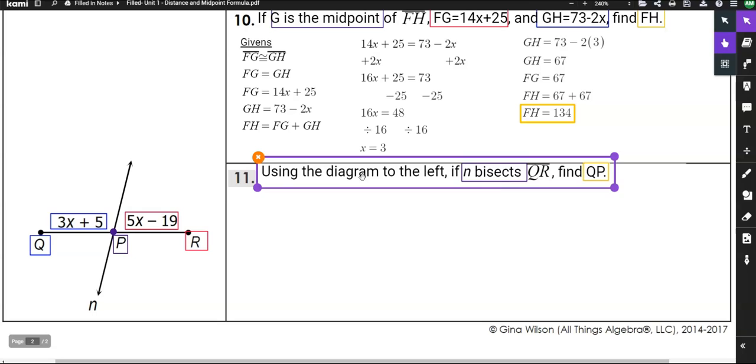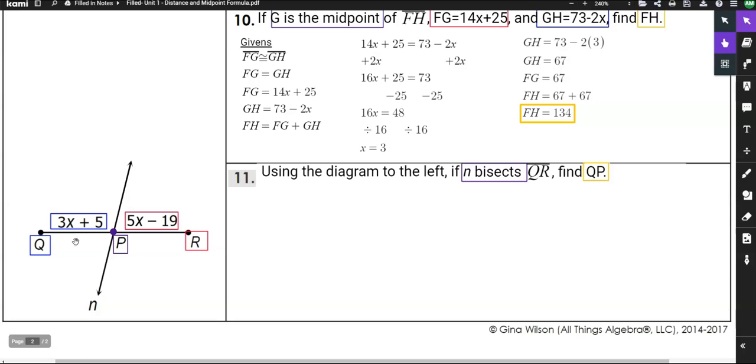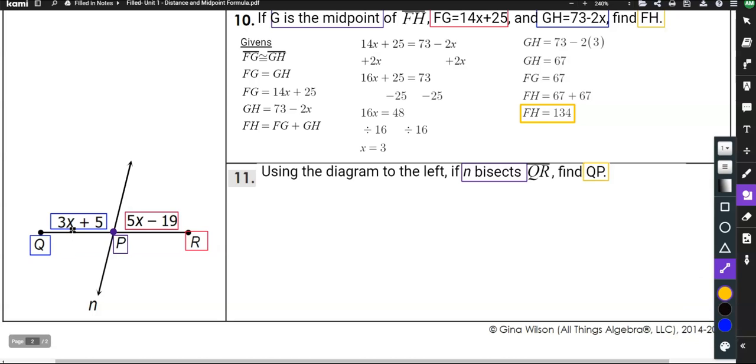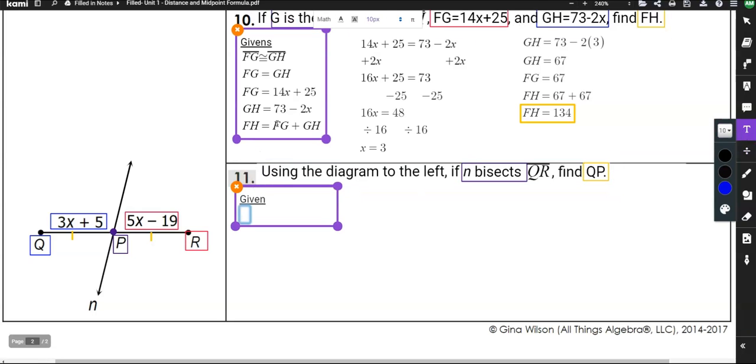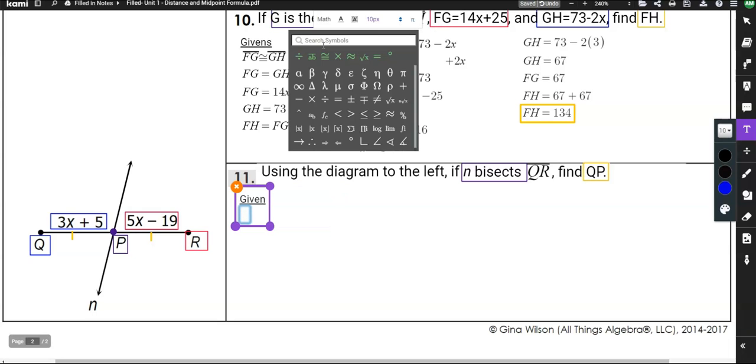Last question. Using the diagram to the left, if N bisects QR, find QP. So basically we're just going to make sure we mark that they are congruent, because if N is a bisector, then that means that P is the midpoint. So let's go ahead and make our list of givens. This one's going to be a little bit easier. So we are given that since N is the bisector, P is the midpoint.